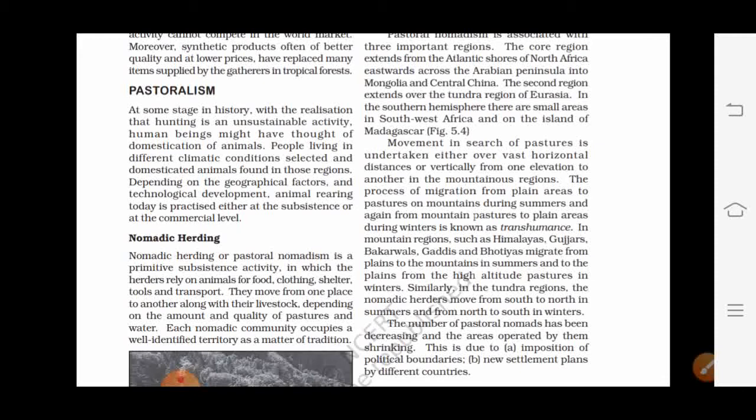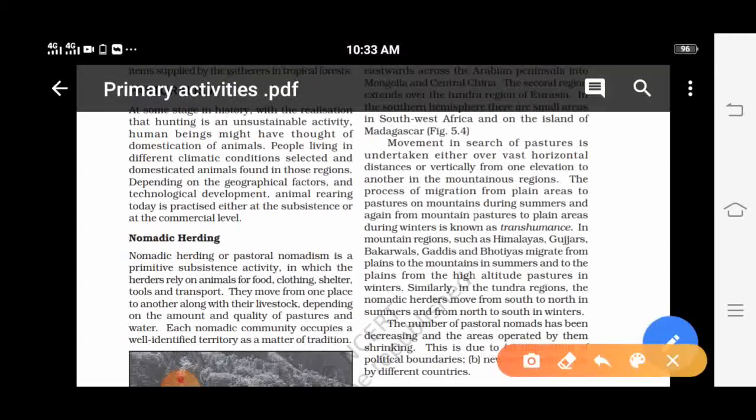So today, according to an estimate, the population of nomadic herders in the world is approximately 1.5 to 2 crores only. This is one fact. Now why has the number of pastoral nomads, the herders, reduced? And the area where they practice nomadic herding is also reducing with time because of these two factors, that is imposition of political boundaries and new settlement plans by different countries.